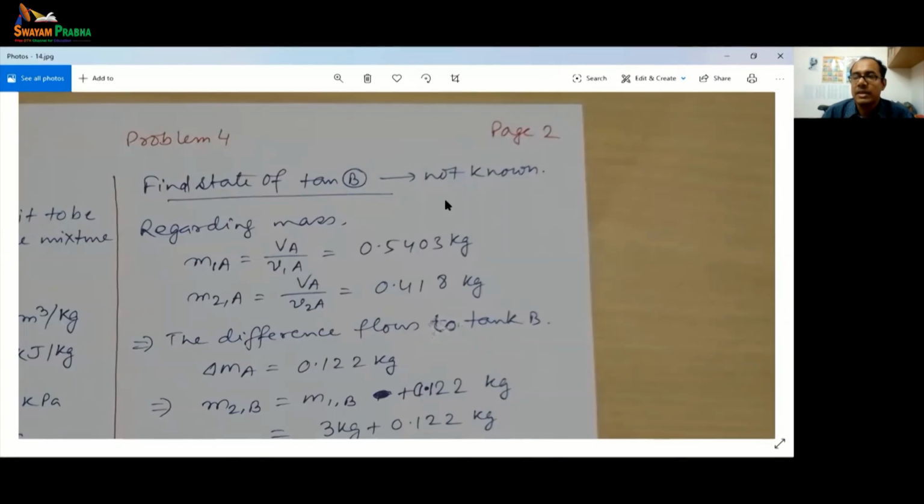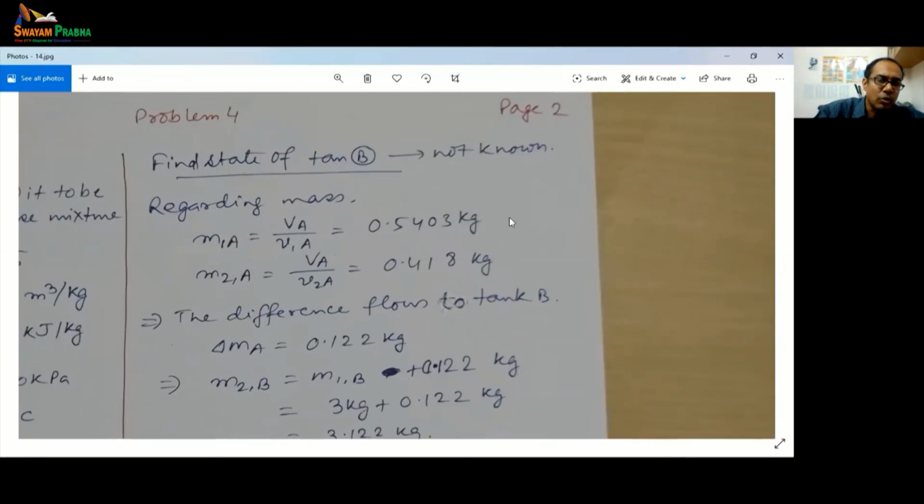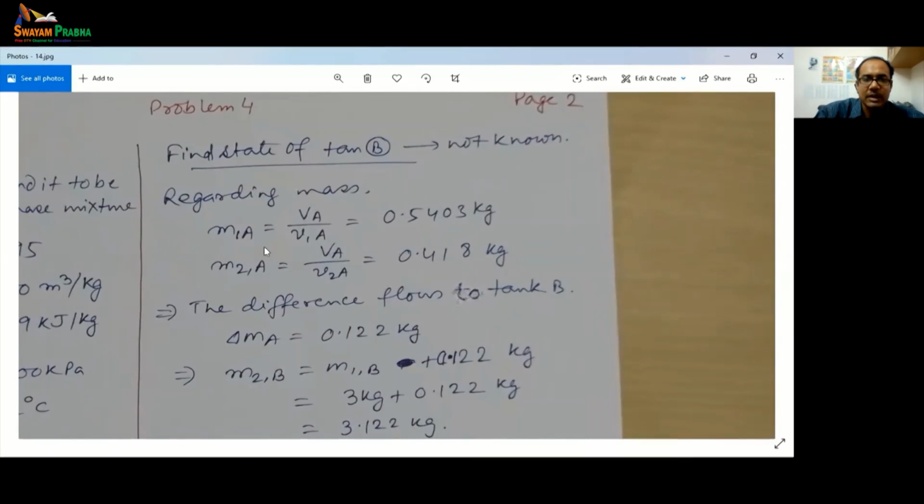Now the final state of tank B we don't know. Nothing is given. It's isentropic, its pressure is not given. But what we know is that the mass cannot escape, right? So M1A we know, and M2A we know. For tank B, the mass we have to find out, but whatever mass is increasing in tank B has to come from tank A, because when you open the valve, some portion of the high pressure steam went from tank A to tank B. So that mass balance we have to do.